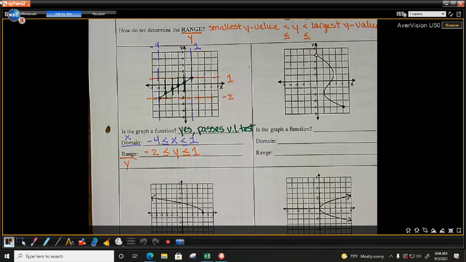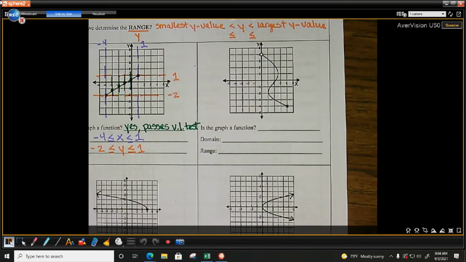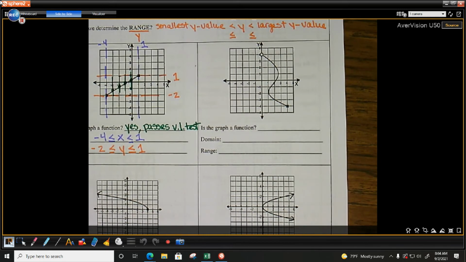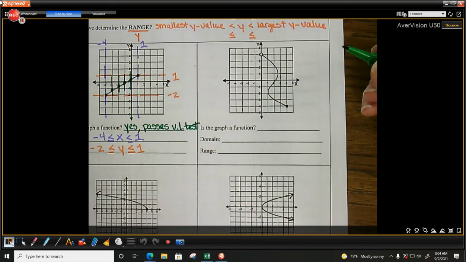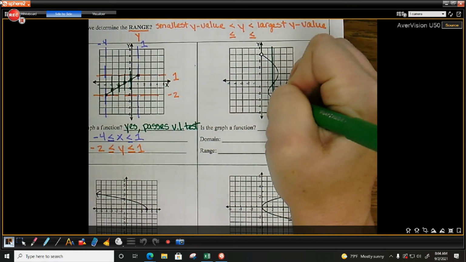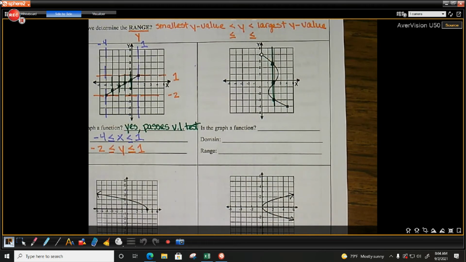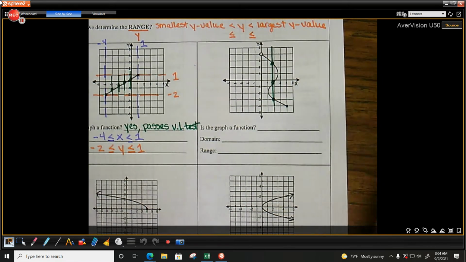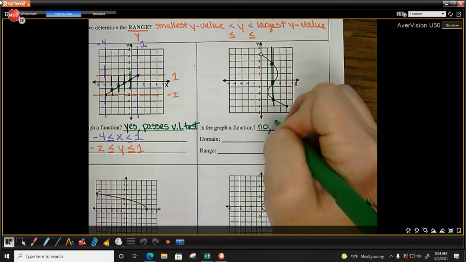Okay, next one. Is this a function? No, who said no? Good job, why? If I draw a vertical line right here, it touches 1, 2, 3 places. So is that a function? No, that means x is the same value 3 times. You can't have repeated x's. So no, and I'm going to say fails VL test, vertical line test.